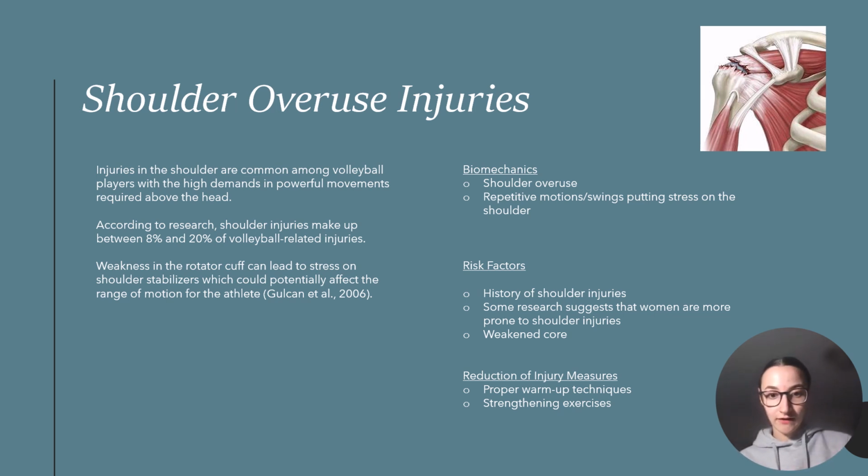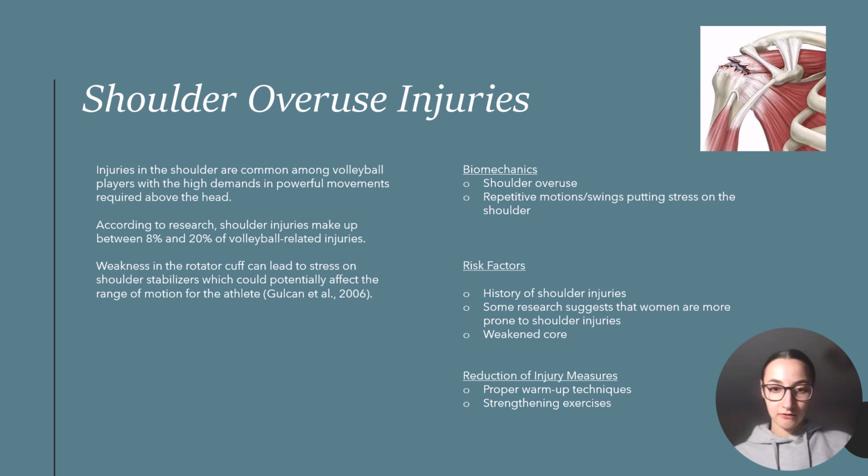Weakness in the rotator cuff can lead to stress on the shoulder stabilizers, which could potentially affect the range of motion for that athlete. Some biomechanics for shoulder overuse injuries in general are repetitive motions such as swings that are putting a lot of stress on the shoulder, especially that power. Too much power without the right technique, or other issues that come up, could really impact that shoulder movement, creating tendinitis and other issues for the athlete.